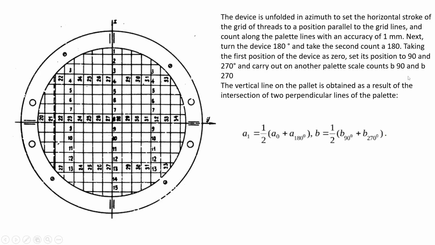B between 90 and 270 degrees. The vertical line on the palette is obtained as a result of the intersection of two perpendicular lines of the palette. And we use this formula.